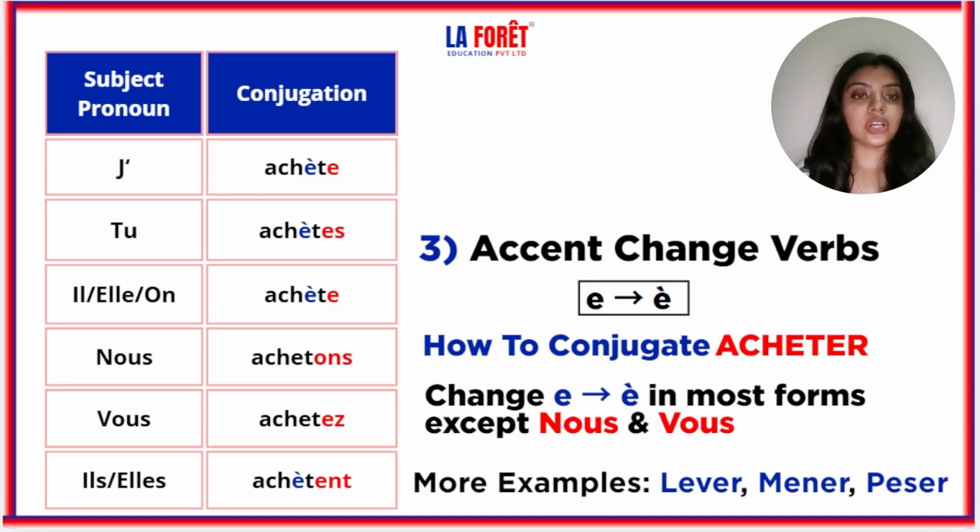Once again, j'achète, tu achètes, on achète, nous achetons, vous achetez, ils achètent. Always keep in mind that if there is a vowel, j apostrophe will be used. I'm telling you this again and again so that you get into the habit that whenever we use a vowel, we should put an apostrophe.